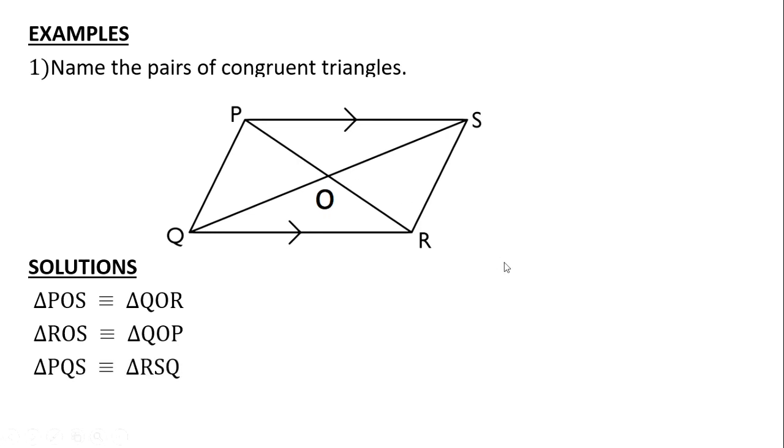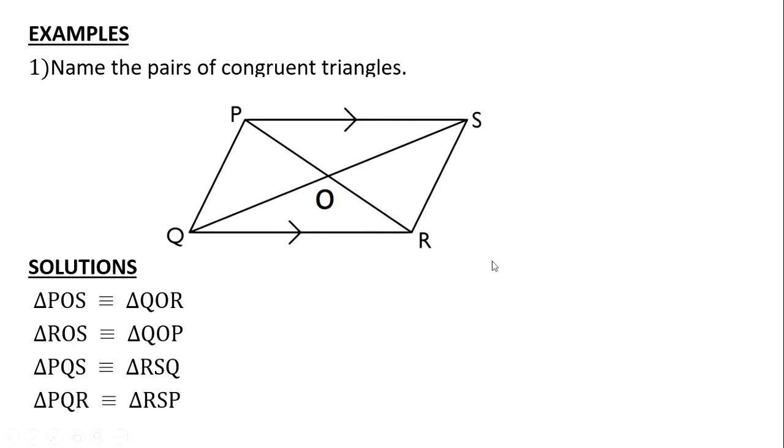Then the third pair we have is triangle PQS, which is congruent to triangle RSQ. So their sides are also the same. We have QP, which is equal to RS. They have the same line QS, and PS is equal to QR.